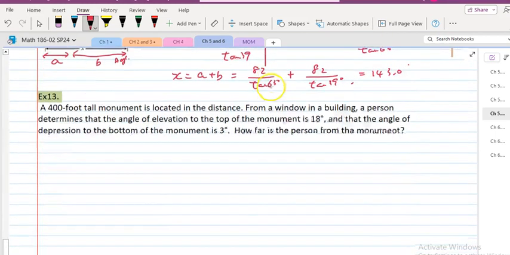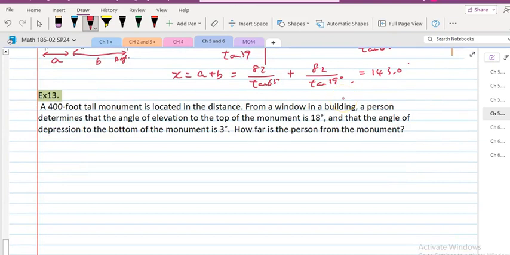So sometimes you have two right triangles next to each other. Example 13: a 400-foot tall monument is located in a distance. So this is the monument. It's very tall. It's 400 feet. From a window in a building. Oh, so there is also a building from the ground, but you look out from a window. We don't know how tall the building is.